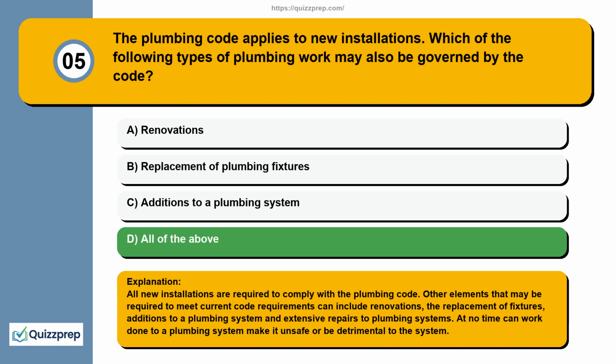All new installations are required to comply with the plumbing code. Other elements that may be required to meet current code requirements can include renovations, the replacement of fixtures, additions to a plumbing system, and extensive repairs to plumbing systems. At no time can work done to a plumbing system make it unsafe or be detrimental to the system.